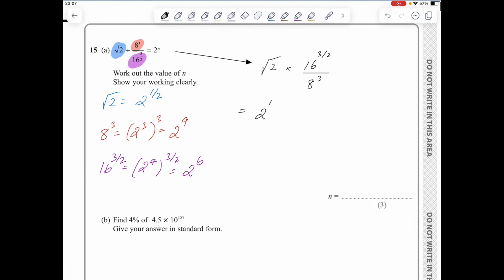So 2 to the power of 1 over 2 times 2 to the power of 6 over 2 to the power of 9. I will subtract the powers. This will give me 2 to the power of 1 over 2 times 2 to the power of minus 3. And this simplifies to 2 to the minus 5 over 2, so n is minus 5 over 2.